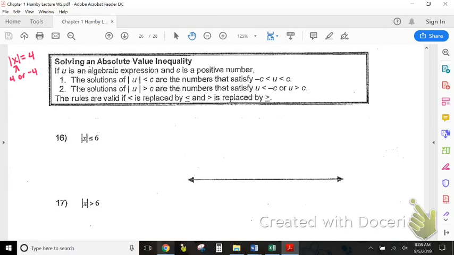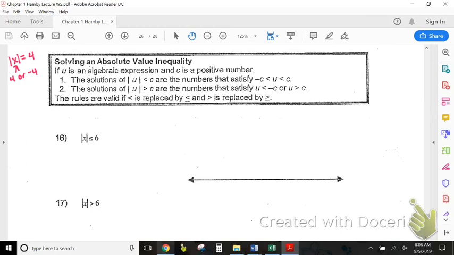I work it out the same way. Let's read what it says here in the box. The box is kind of like you have to memorize a little bit of something, and I'll show you another way possibly too. You could use either one, of course. So it says solving an absolute value inequality. If u is an algebraic expression and c is a positive number, then the solutions of the absolute value of u is less than c are numbers that satisfy negative c is less than u less than c. So what it's saying there is it's an and statement, okay?